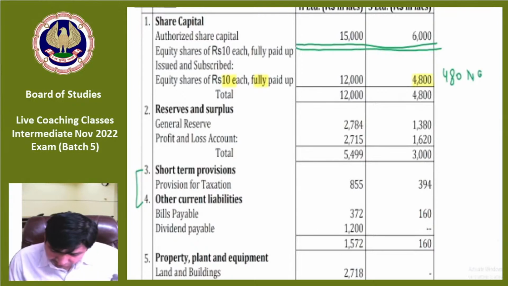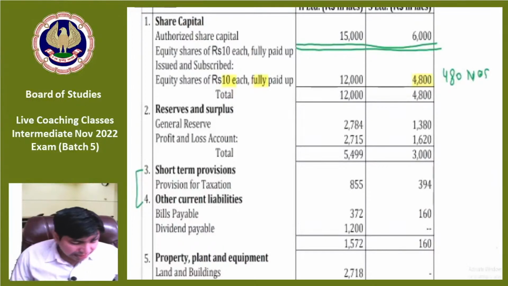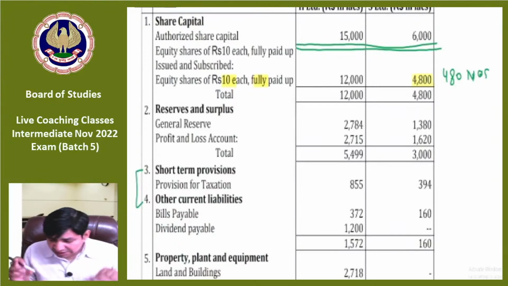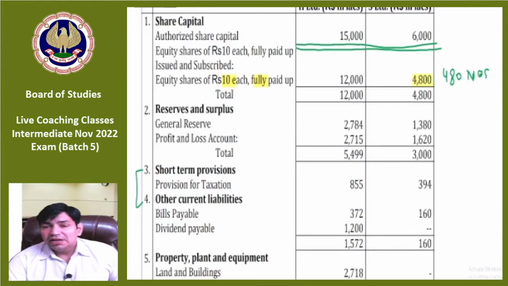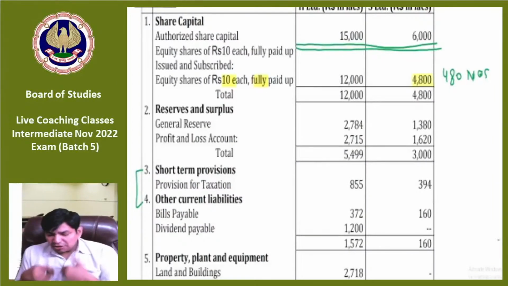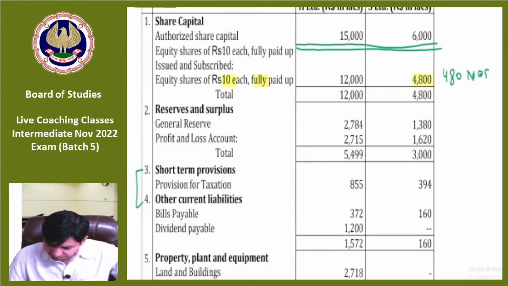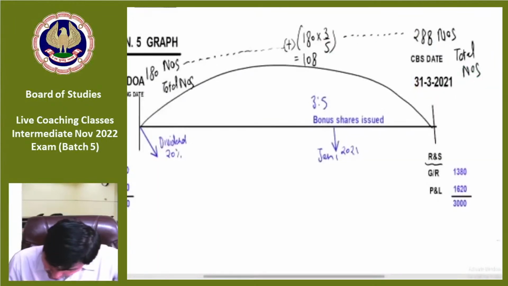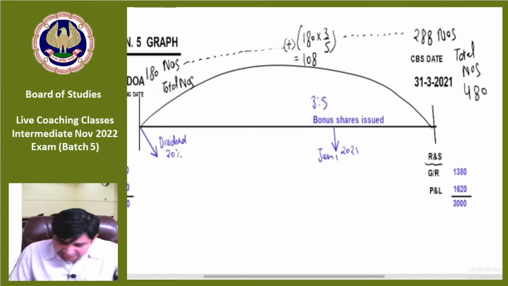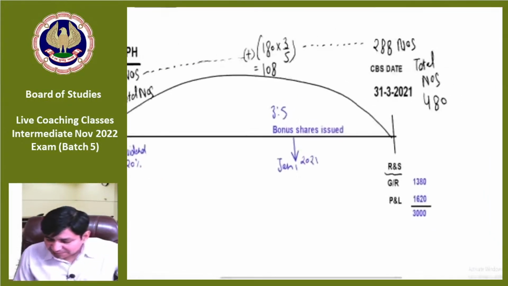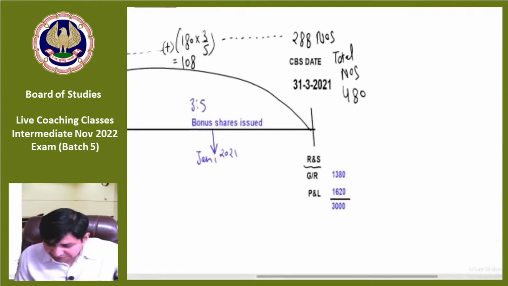Okay, beta, 480 number of shares will be on the balance sheet date, and you know these are the closing balance of the total number of shares. Bonus shares are already added in this. Okay, beta. So total number of shares on this date were how many? 480. Can you please tell me what is the percentage of our holding on this date?